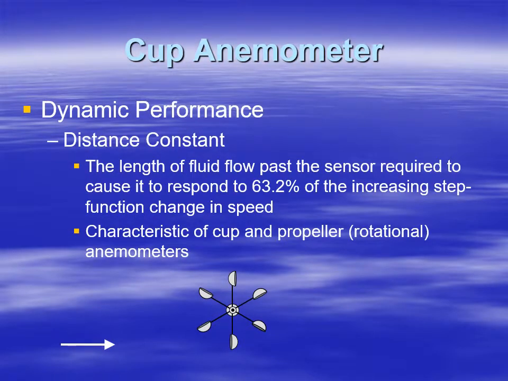So one dynamic performance characteristic is the distance constant, and it's somewhat similar to a time constant. We looked at time constants when we talked about thermometers. Now we're talking about anemometers, and we use something else called distance constant. The distance constant is how much air needs to flow past a cup anemometer to cause it to respond to within 63.2% of the increasing step function change in the speed.